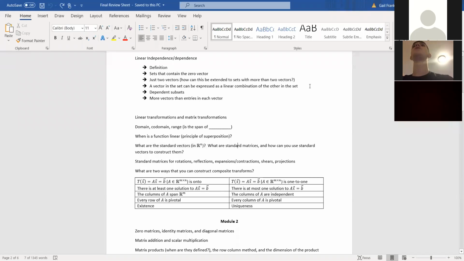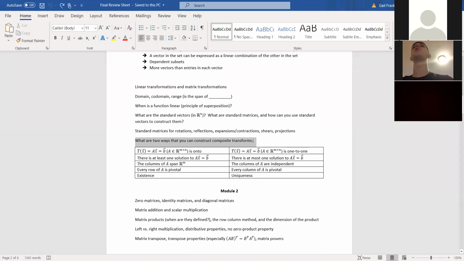So let me share the final review sheet. With composite transforms, like if it says do a rotation, then a reflection, you can do those for the standard vectors, or you can multiply the matrices in reverse order. So if you have a rotation and then a reflection, it's going to be the reflection matrix times the rotation matrix times your vector. It's the whole reverse order thing.